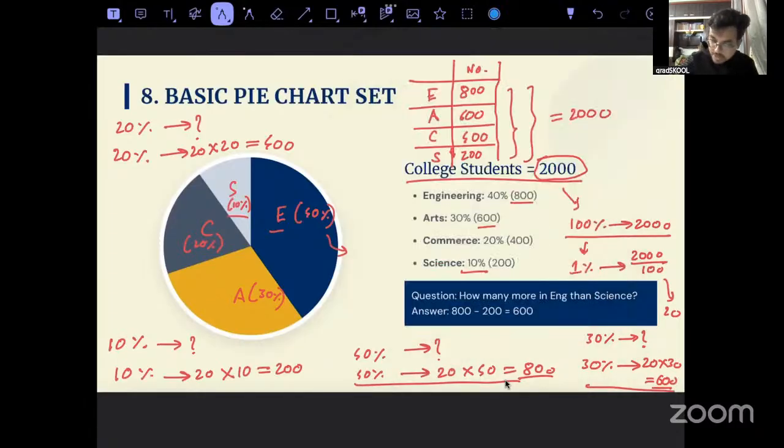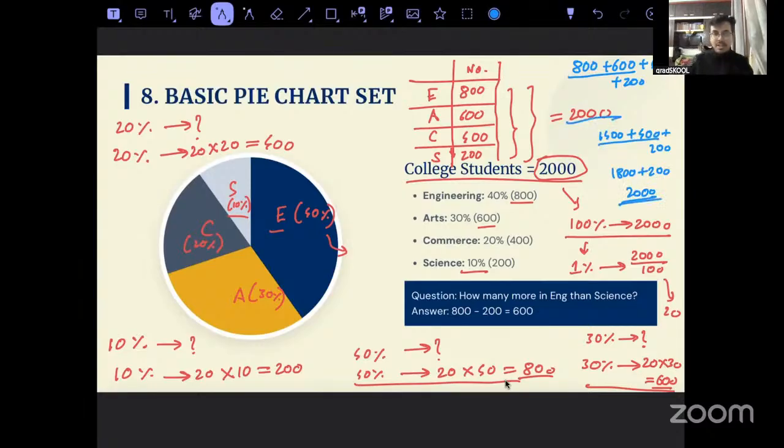So I'm checking 800 plus 600 plus 400 plus 200. So 800 plus 600 is 1400. 1400 plus 400 is 1800, plus 200. This is 2000, correct? So this value and this value both are equal. Hence the data which we found was correct.